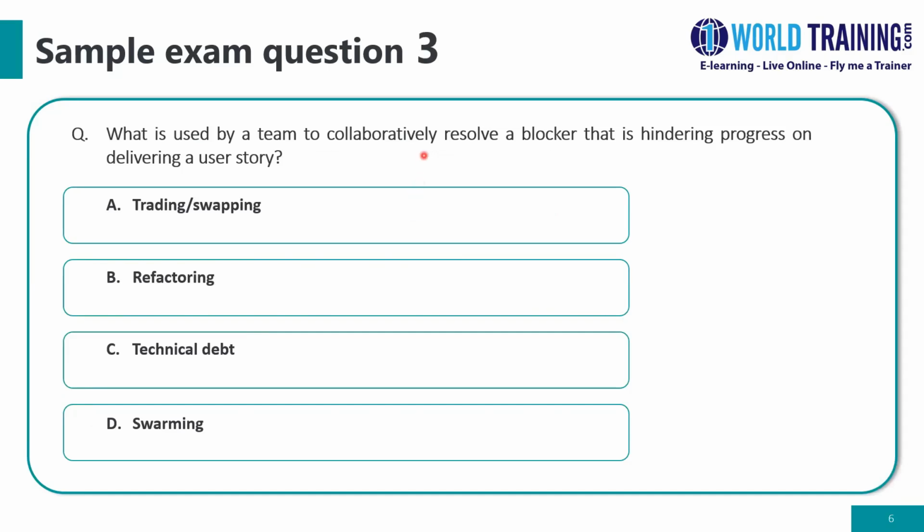Number 3. What is used by a team to collaboratively resolve a blocker that is hindering progress on delivering a user story? A. Trading or swapping. B. Refactoring. C. Technical debt. Or D. Swarming. The key word in the question is collaboratively, resolving a blocker. That's the phrase.